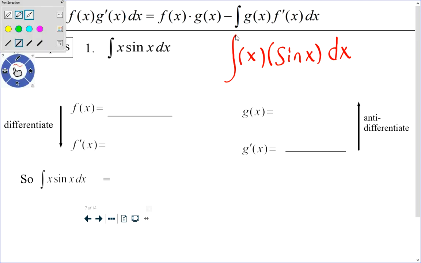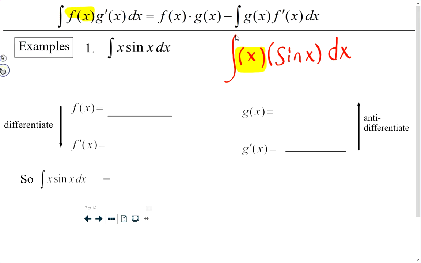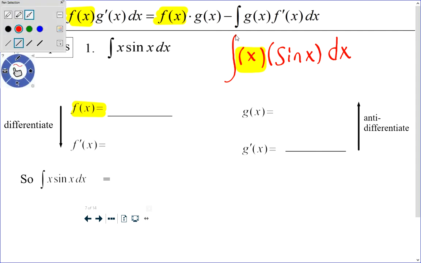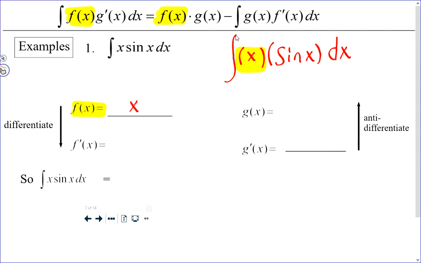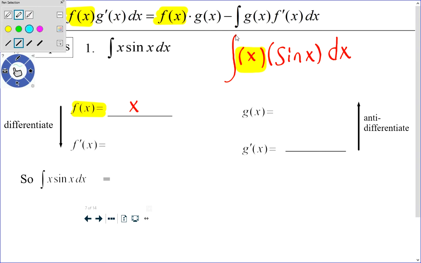Now, the thing that you choose for f of x should always be the thing that gets simpler when you differentiate. So x gets simpler when you differentiate it. Sine of x doesn't get simpler when you differentiate it. It just changes into a different trigonometric ratio. What that means, everybody, is that you have no choice other than to say, I'm going to call sine of x g prime of x.